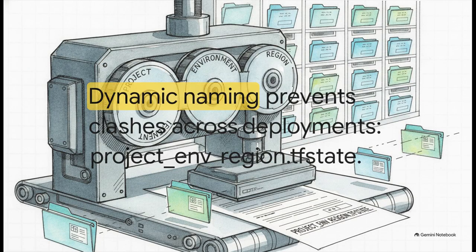And here is a massive pipeline technique you need to implement: dynamic state file naming. Don't hard-code your state file names. Generate them dynamically during the pipeline run. Something like project_environment_region.tfstate. This means you can reuse the exact same pipeline YAML across dev, staging, and production without ever accidentally overwriting a state file. It's a huge time saver.